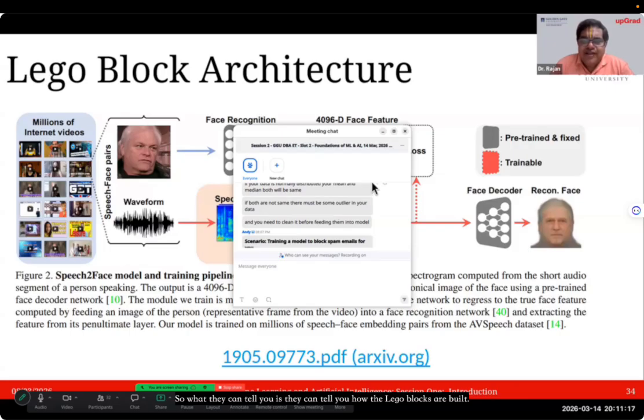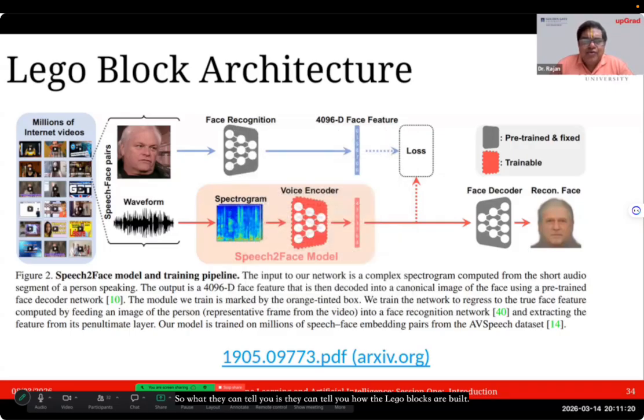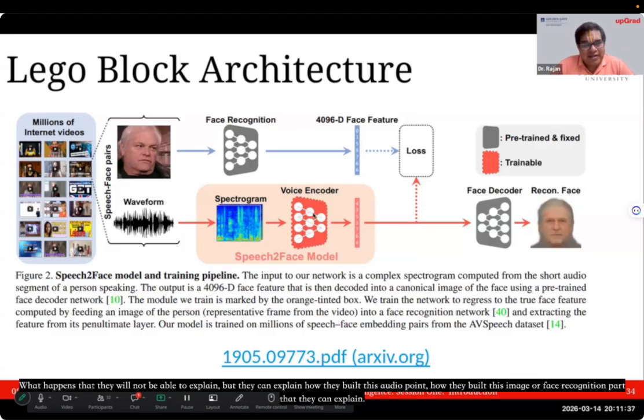So what they can tell you is how the Lego blocks are built. This is one block for the face network. This is the other Lego block for the audio network. Okay, how these are built. Inside this neural network for the audio, what happens? That they will not be able to explain. But they can explain how they built this audio part, how they built this image or face recognition part. That they can explain.